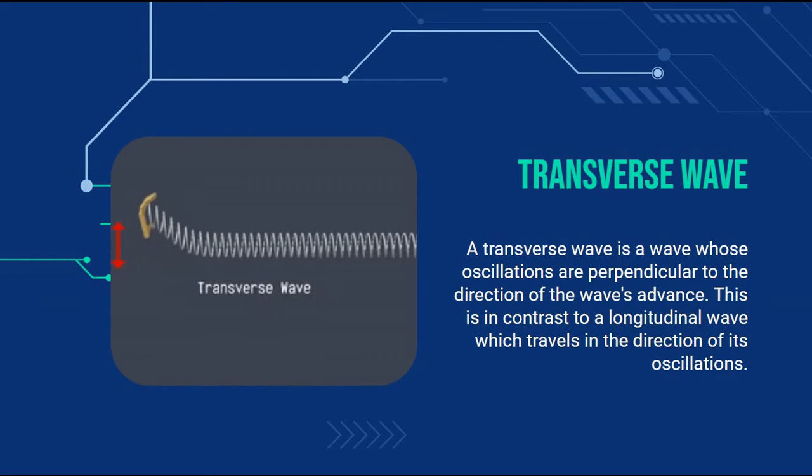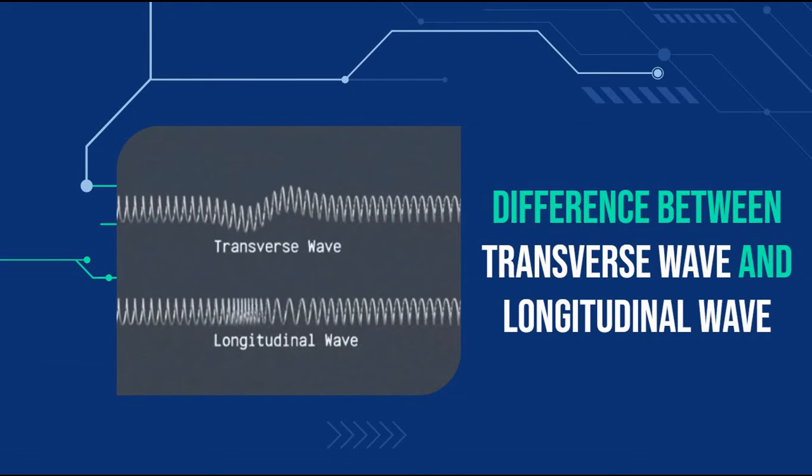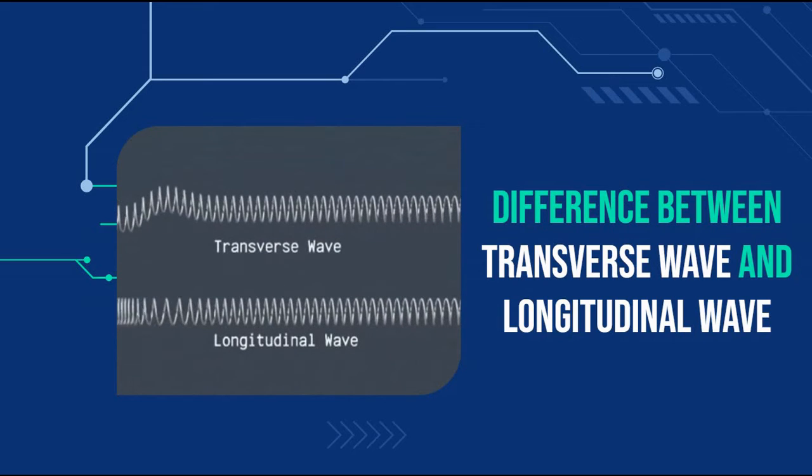So this is a transverse wave. A transverse wave is a wave whose oscillations are perpendicular to the direction of the wave's advance. This is in contrast to a longitudinal wave, which travels in the direction of its oscillations. As I said, you can make out the differences on your own, before I showed you a longitudinal wave. Now look at this transverse wave. You might be understanding the basic difference between them. To get a better understanding, I have shown each wave together. The first one is a transverse wave, the second is a longitudinal wave.